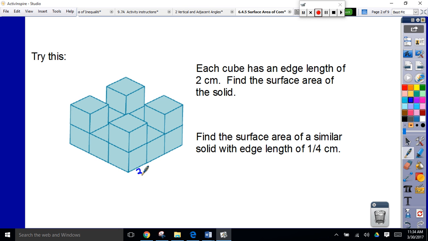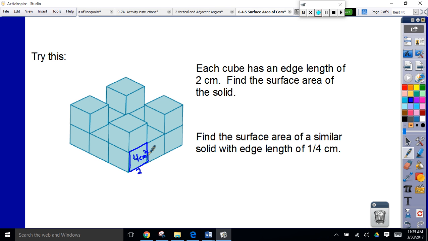So it's 2 from here to here. 2, 2, 2. Every little line is 2 centimeters. And we have to find the surface area. Now, each face, so let me highlight this face. What would the area of just the shape I have outlined be? David? 4. So the area of one face is 4 square centimeters.